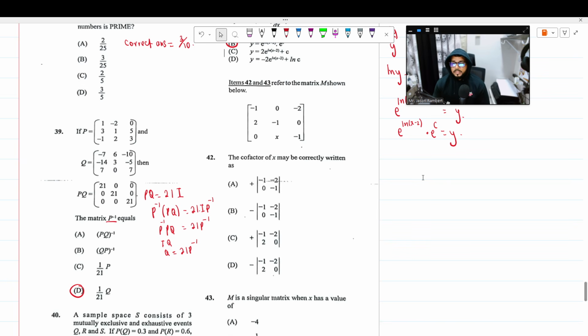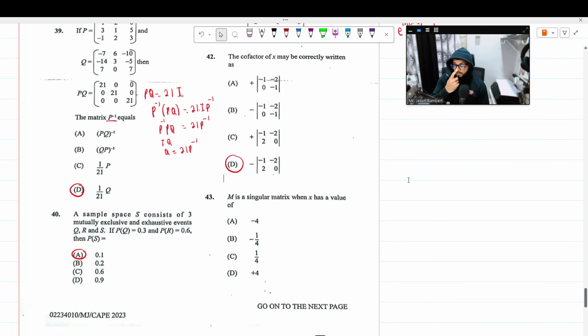42 and 43 are repeat questions. The cofactor of x may correctly be written as, so the common entries go away. It will be 1 minus 1 2, minus 1 2, right, and minus 2 0. Good, but this particular entry will have a minus in front of it, so the answer is D.